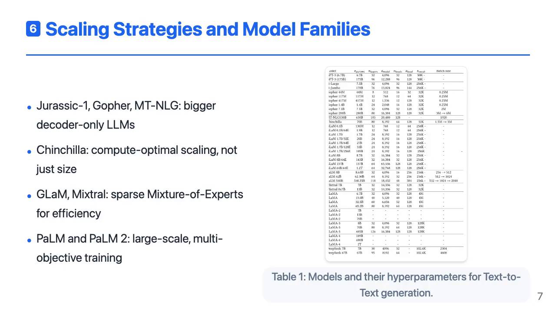Mixture of experts models like GLaM and Mixtral take another route. They keep a huge pool of parameters but only activate a small subset per token, making inference cheaper. Google's PaLM and PaLM 2 combine large-scale training with more sophisticated objectives to improve reasoning, multilingual understanding, and code generation.